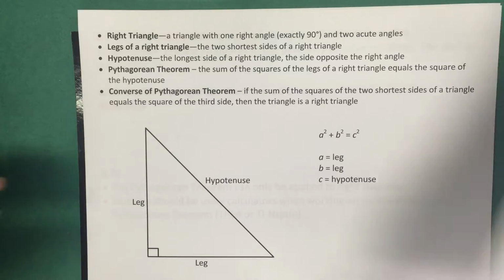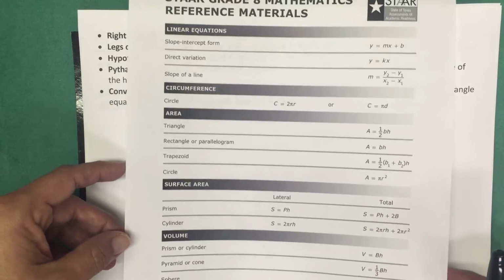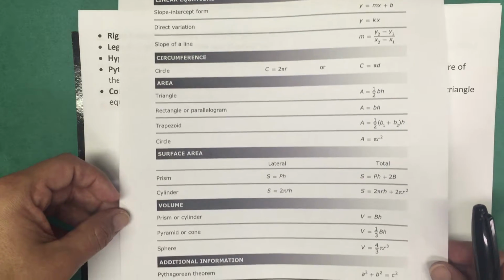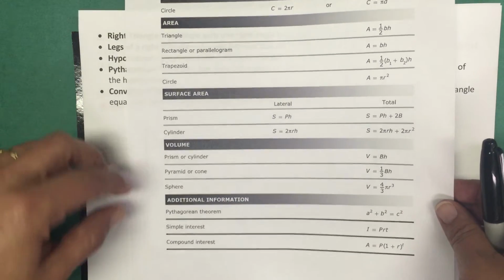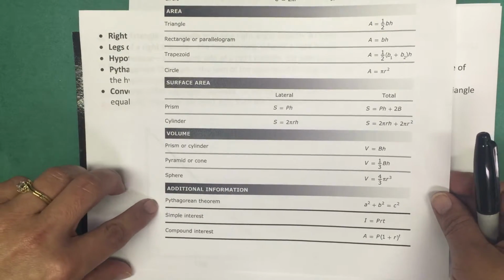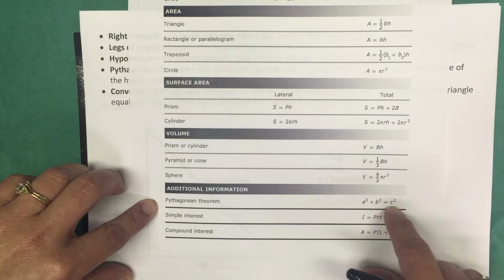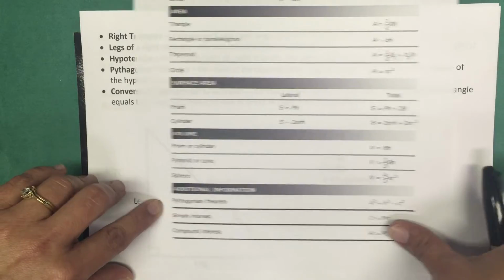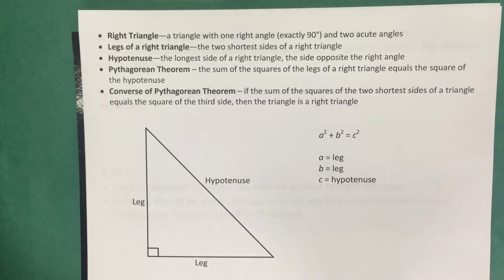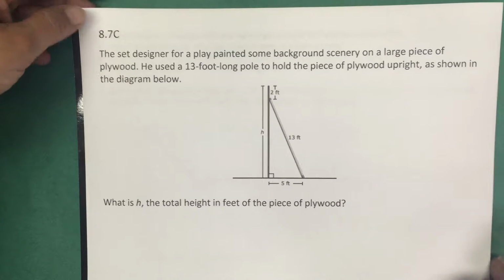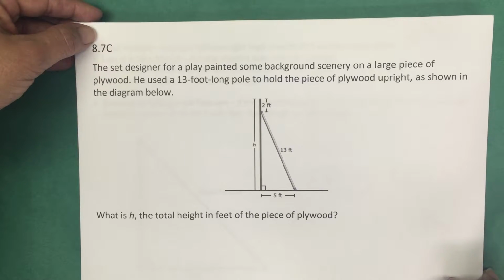On the day of the STAAR test, students are provided with a reference material sheet, and this is the reference materials for 8th grade. And under additional information, the Pythagorean theorem is provided for students. So they have this formula with them on the day of the STAAR test. Let's look at a released item. This item comes from the 2016 8th grade STAAR test.